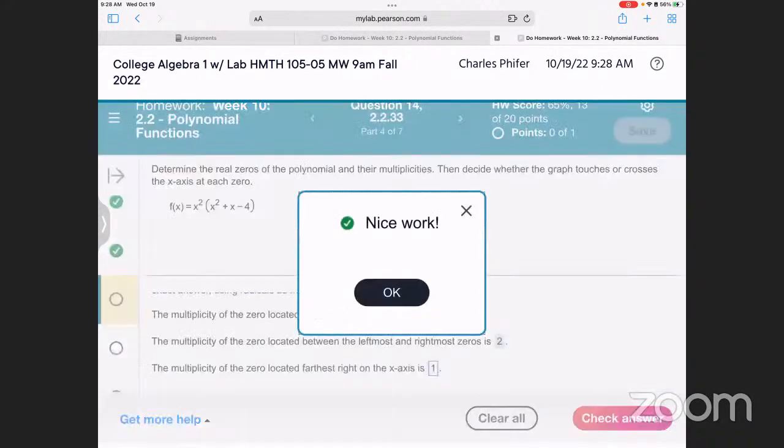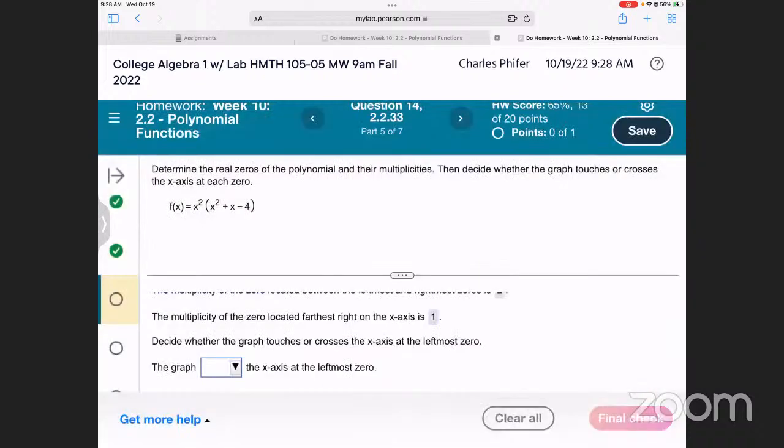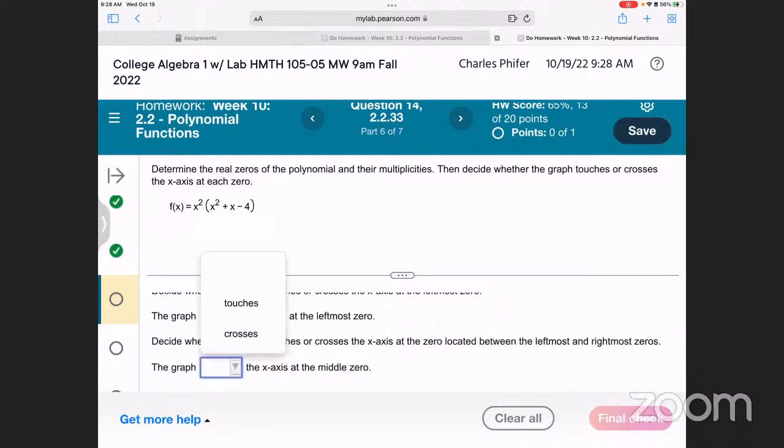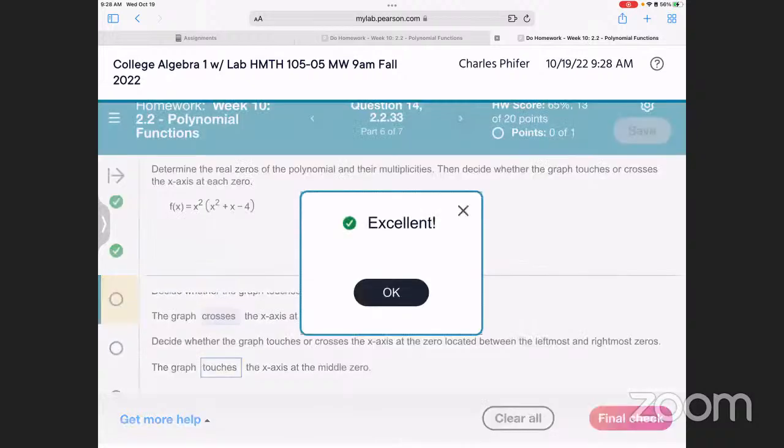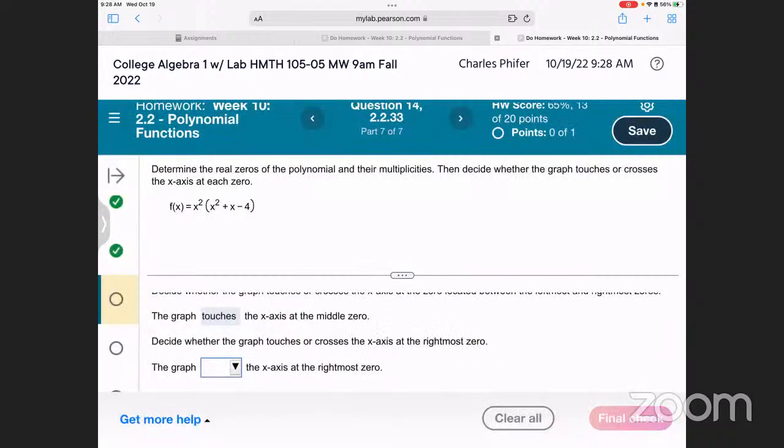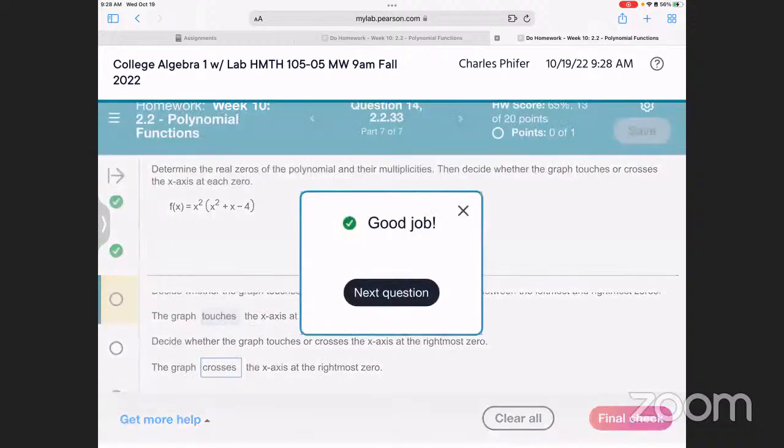So how many times does that 0 occur? Right. So the leftmost is going to cross. When it has an odd multiplicity, it crosses the x-axis. The middle 0, because it's even, is going to bounce off the x-axis. And the rightmost 0 is going to cross again because it has an odd multiplicity. Okay.